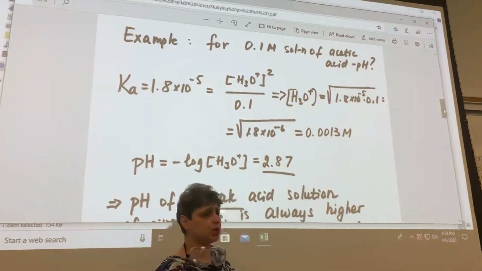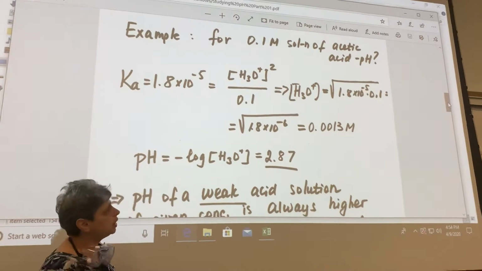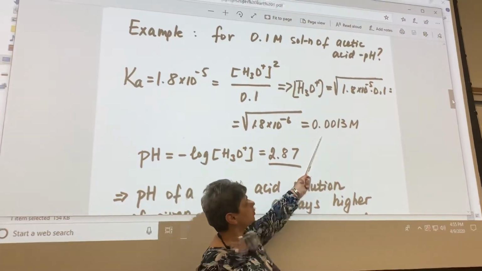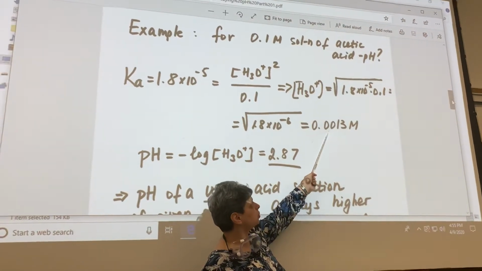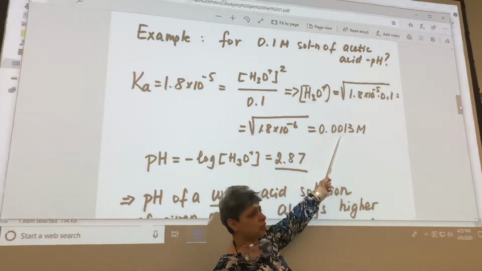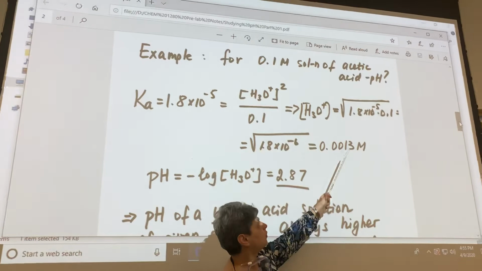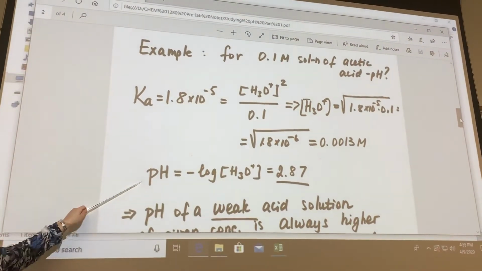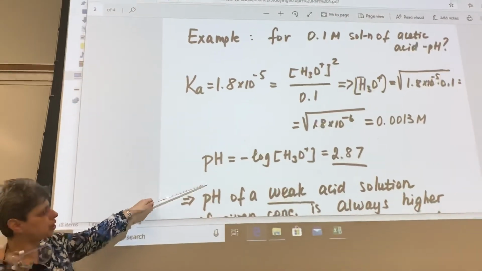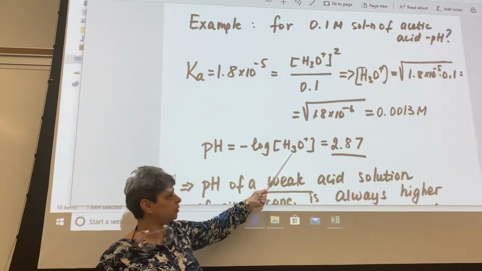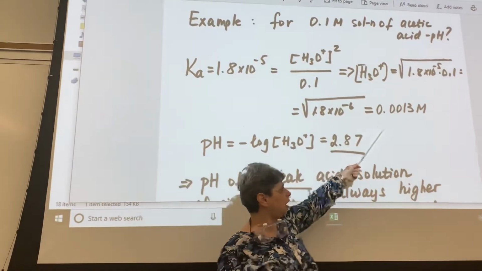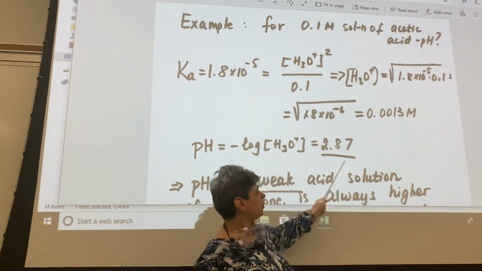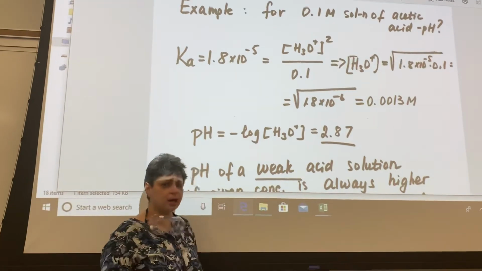So same concentration of the acid to start, but because this is such a weak acid, the concentration of hydronium ion in the weak acid solution would be significantly lower compared to that of a strong acid solution of the same concentration. So then, of course, we can find the pH of this solution by taking the negative log of the hydronium ion concentration. So the negative log of 0.0013 comes out to about 2.87.